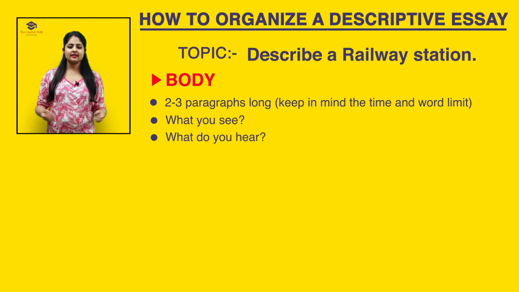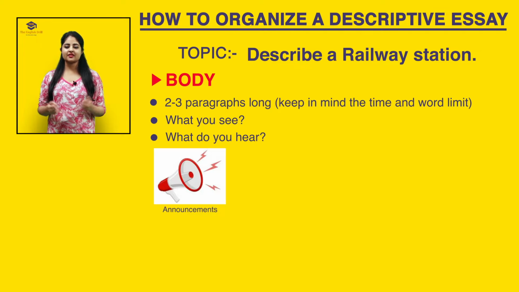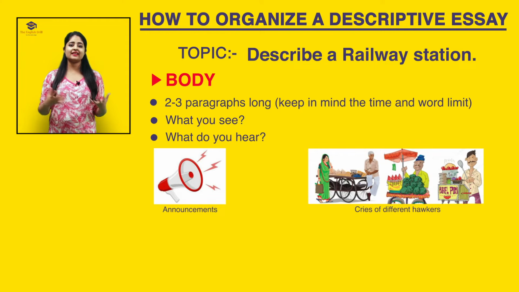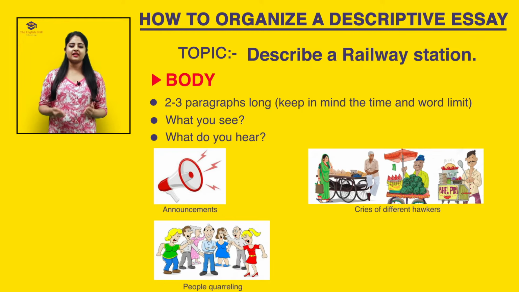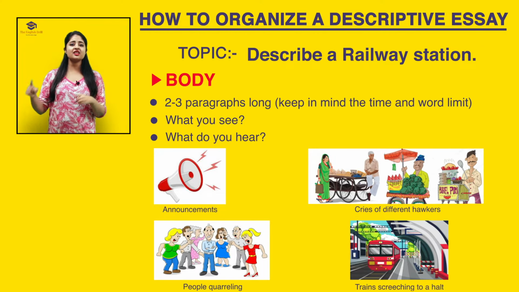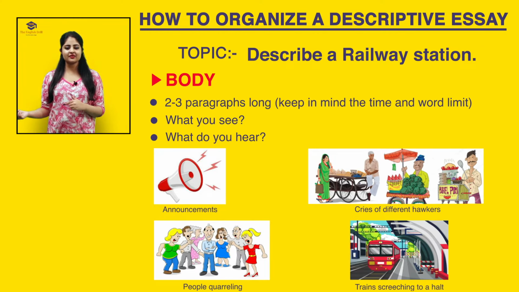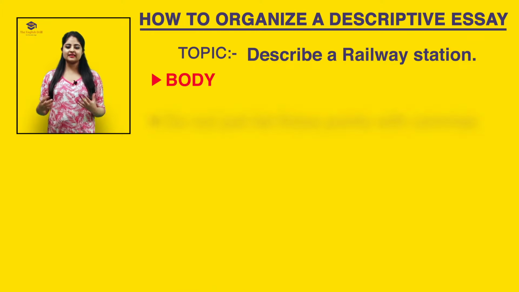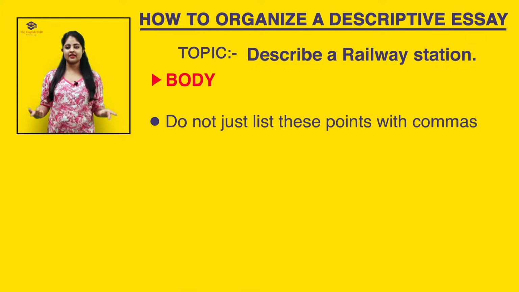You might hear announcements about various trains, platform numbers being announced. You might also hear the cries of the different hawkers selling their wares. You might also hear people quarreling with each other, haggling with the coolies, trains screeching to a halt at the platforms. Do not just list these with commas.